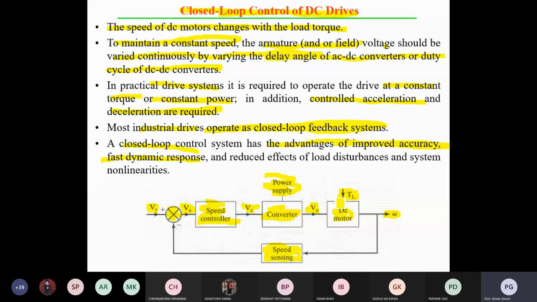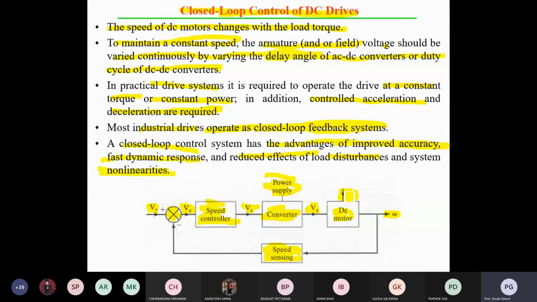Okay. So that's why fast dynamics is also important, along with reduced effects of the load disturbance and the system nonlinearity. You have to reduce the effects of the nonlinearity in the presence of the load disturbance. It means the system should not go to the saturation level, meaning the flux of the motor should not go up to the saturation level. You have to control the flux within the linear zone of operation, that I am telling you now.